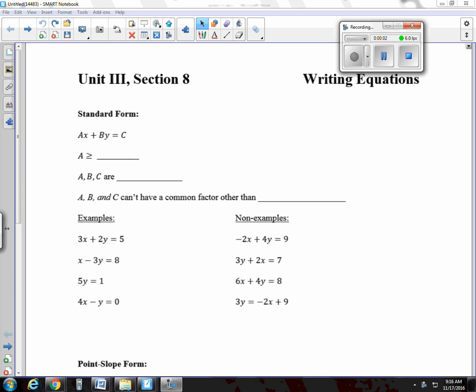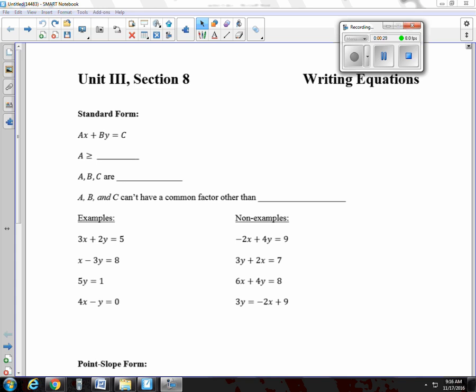So here in section 8, we're going to learn how to write equations in 3 different ways. Number 1 would be standard form. We're going to write a linear equation in standard form. Then we're going to write a linear equation in point-slope form. And in a later video, we're going to be talking about how to write linear equations in slope-intercept form.